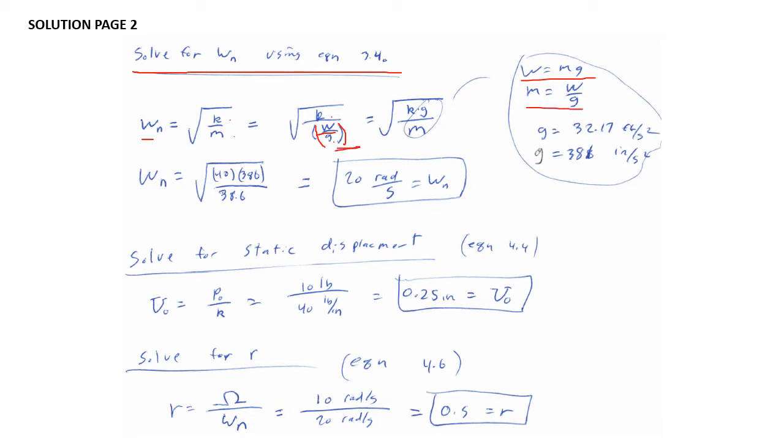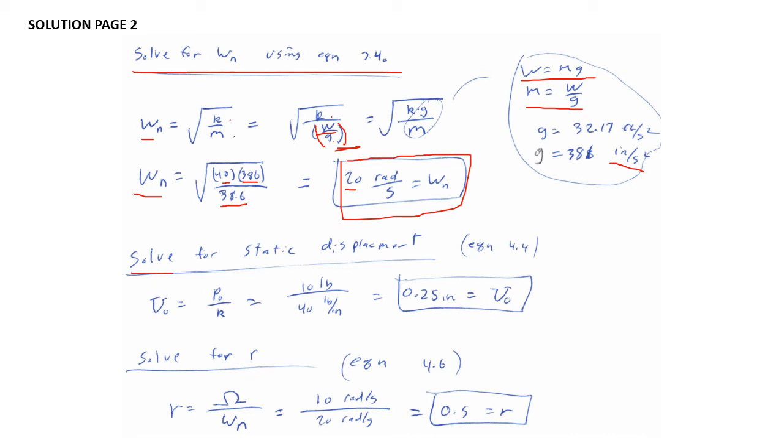So what is our gravity term? Well, 32.17 feet per second squared. But if we want to be in units of inches per second squared here, our gravity is 386 inches per second squared. So we can plug that in now. Omega sub n is equal to the square root of our k value of 40 times our g of 386 inches per second squared, all divided by our weight of 38.6. From there, we get a value of 20 radians per second for omega sub n. So now we have a value for omega sub n.